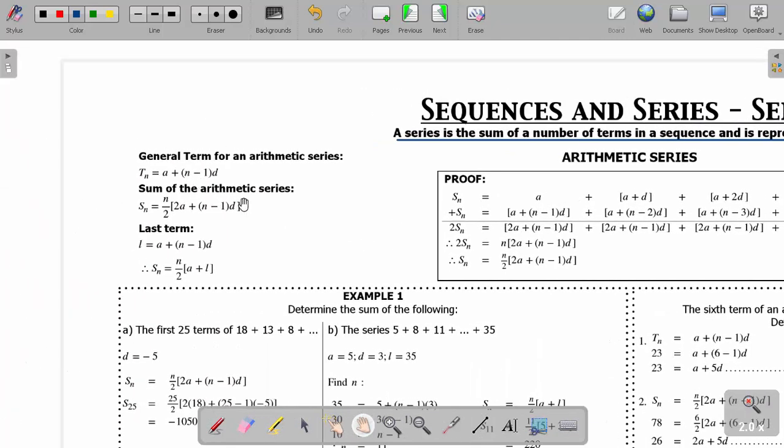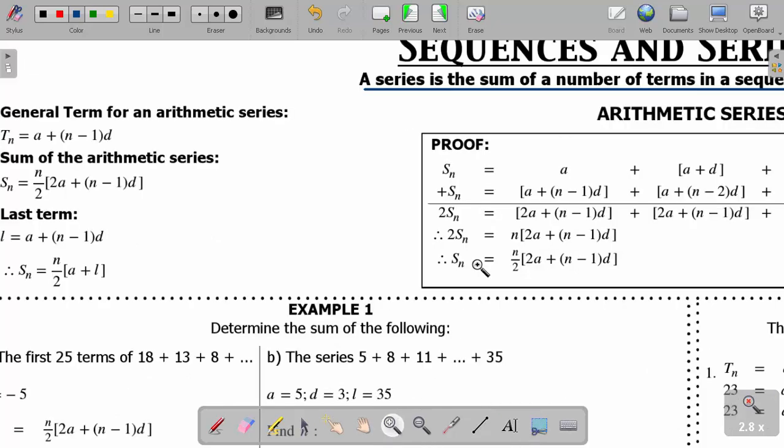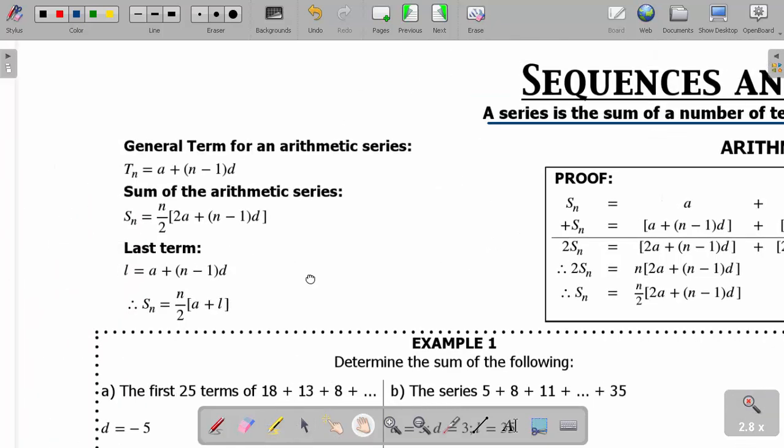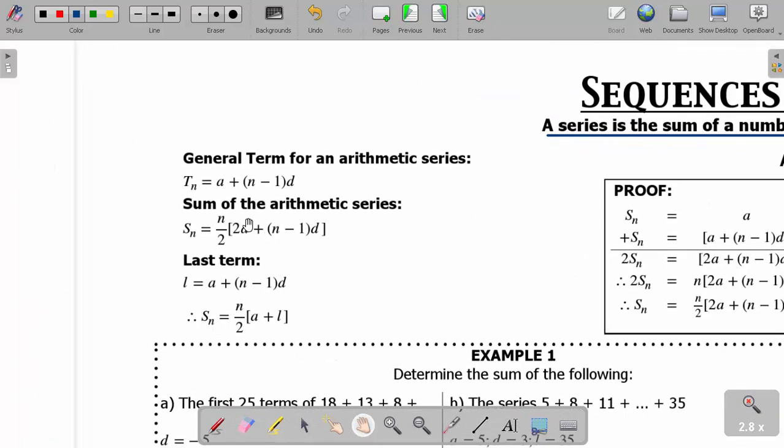Here we have the general term for an arithmetic series, given by Tn equals a plus n minus 1 times d. Hope it is clear now. What about the sum of the arithmetic series? It is given by Sn equals n over 2 into 2a plus n minus 1 times d. Or if we have the last term, we can use Sn equals n over 2 into a plus the last term. We are going to use these formulas a lot. So this is our Tn here, and this is our sum of the first n terms.